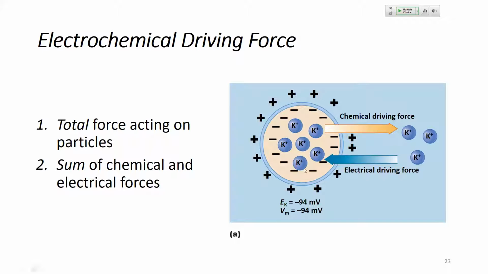And so potassium wants to move out of the cell in accordance with that concentration gradient, or the chemical driving force. On the other hand, because of this separation of charge, potassium is positively charged, and so it really wants to get away from all of this positive charge on the outside of the cell, and it wants to go into the cell where there's an excess of its opposite charge, right? Negative.